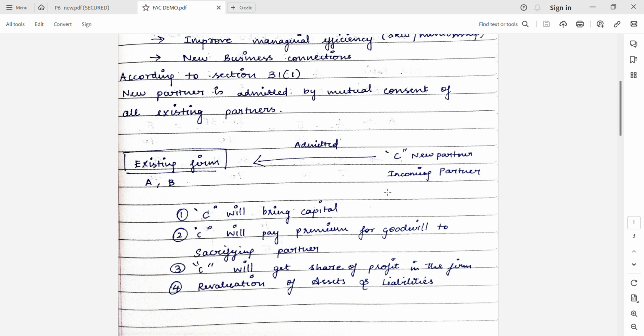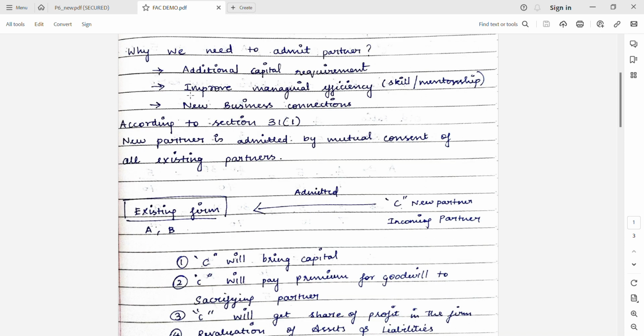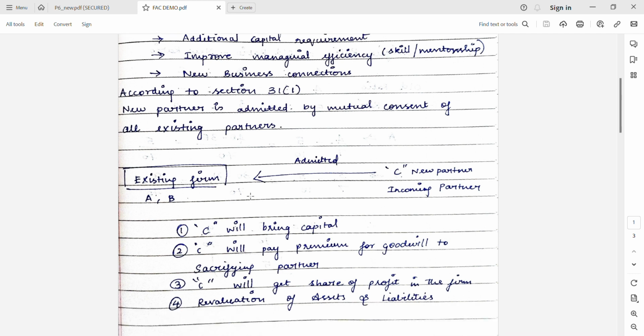So for example, there is an existing firm which has partners A and B. Now, for any of the three reasons above, they are admitting a new partner known as C, whom we can also call an incoming partner to the firm. Normally, when a partner is admitted, the new incoming partner will bring capital. Next, they will pay a premium.